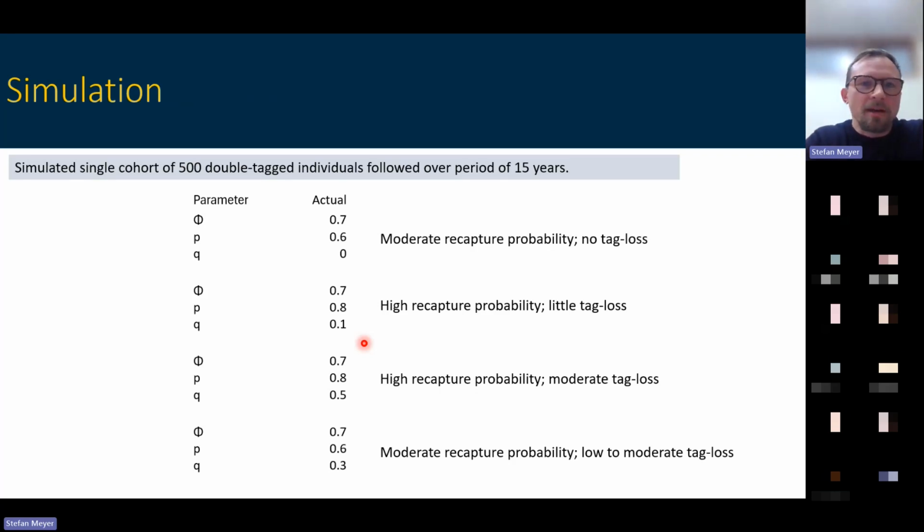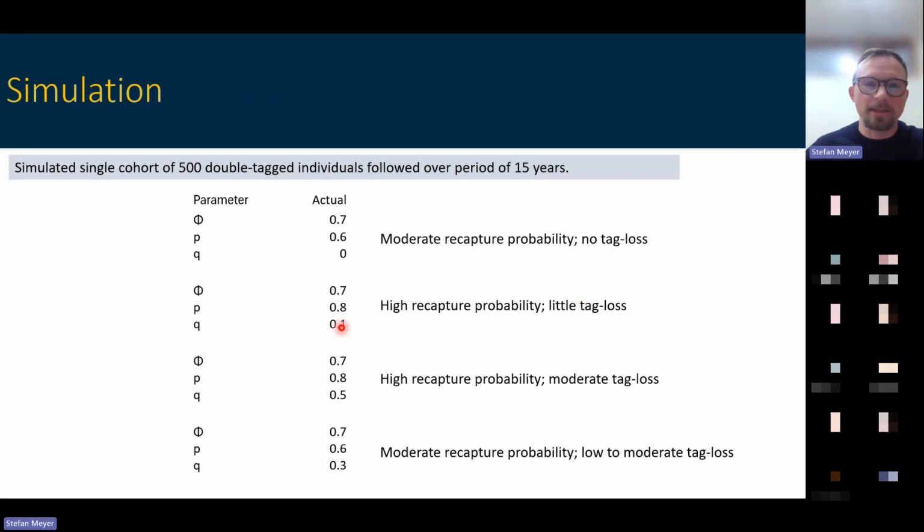So I'd like to wrap up this presentation with a very quick and dirty simulation that I coded up to show that this model works, and also to, again, demonstrate the implications of tag loss. So what I've done here, I simulated a data set for a single cohort of 500 double-tagged individuals that I followed over a period of 15 years. So I only really modeled 1 cohort, no further marking of animals happened, just for simplicity. And I've done this for 4 different scenarios. In all 4 scenarios, I assumed the same survival rate, set to 0.7. In the first scenario, I assumed some moderate recapture probability of 0.6 and no tag loss, just as a reference. In the second scenario, I used a higher recapture probability of 0.8 and assumed that some tag loss occurs.